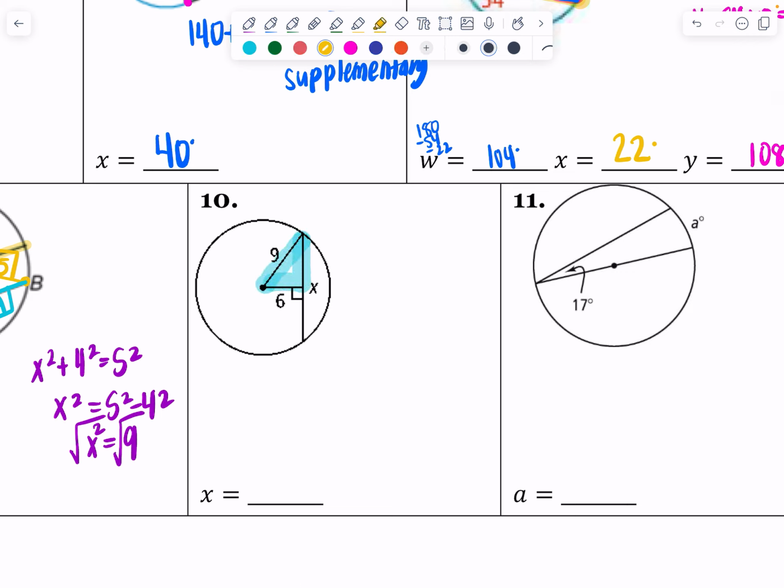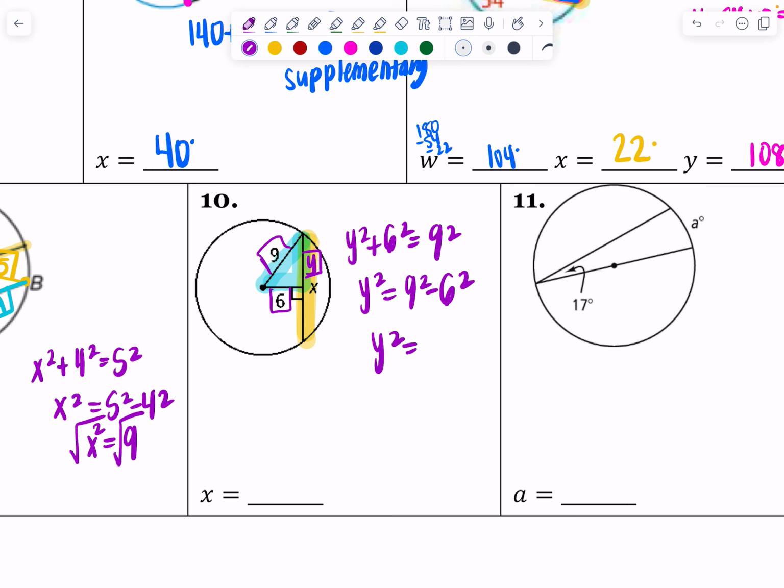Number 10, thankfully they already have the right triangle done for me. But I do want you to notice that x is that whole chord. So whatever I get for my answer, I'm going to put a y there. Y, 6, and 9. I'm going to have to double that to get x. And so when I do y squared plus 6 squared equals 9 squared, that is going to give me that y squared equals 9 squared minus 6 squared. When you do that math, you get 81 minus 36, which gives me 45.